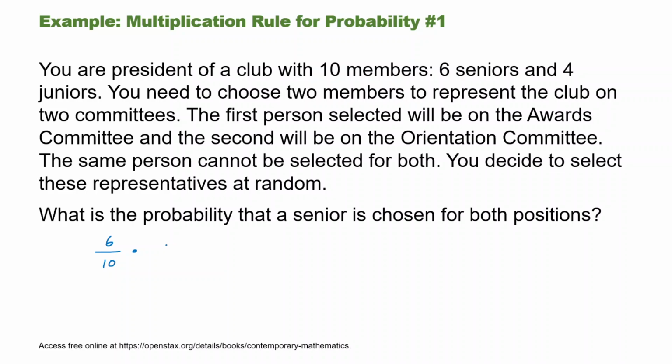Now that we know that a senior has been removed, what's the probability that a senior is chosen for the orientation committee? Well, now there are only 5 seniors left to select from, and there are 9 students total. So we have 6/10 multiplied by 5/9. Now if we multiply these, that'll be 30 out of 90, which reduces to 1/3. The probability is 1/3 that a senior is chosen for both positions.